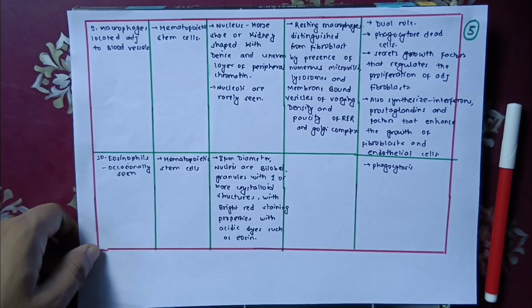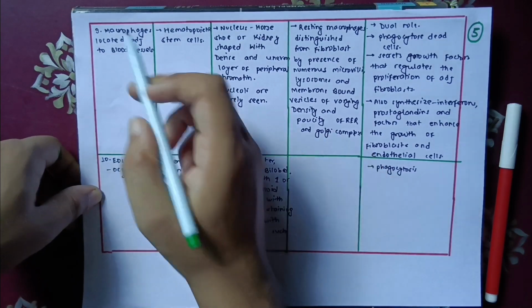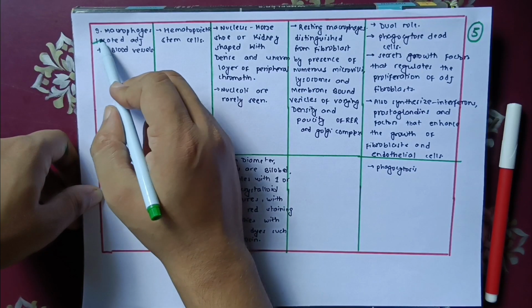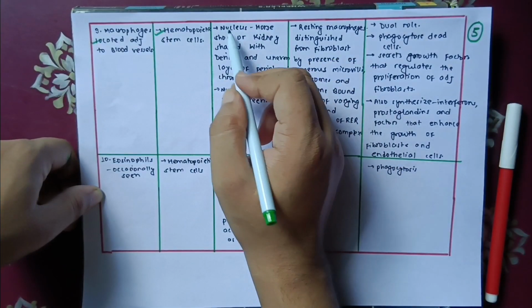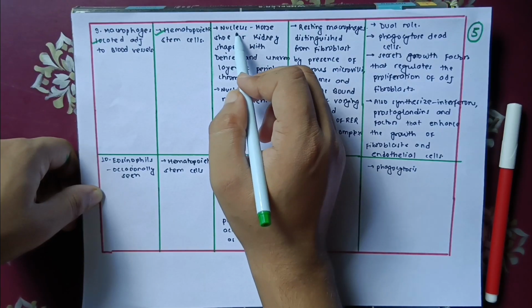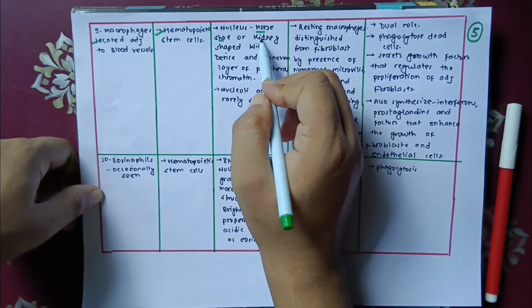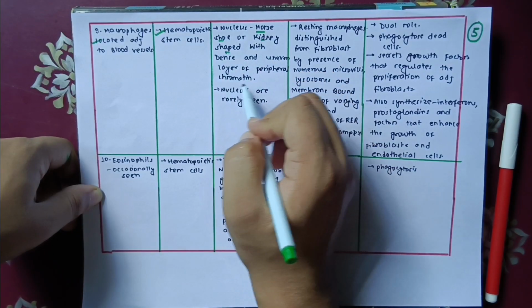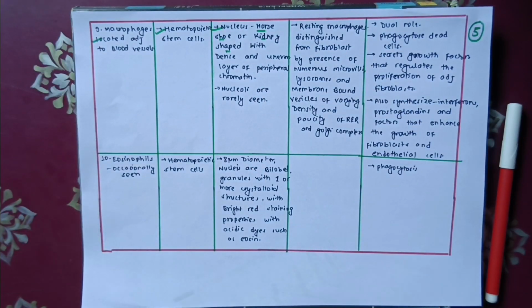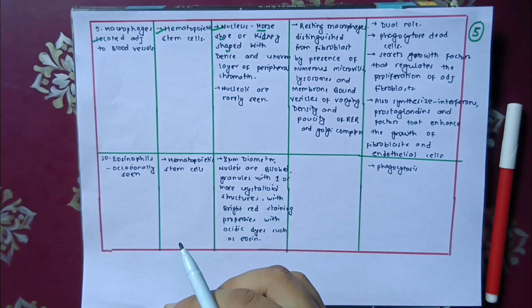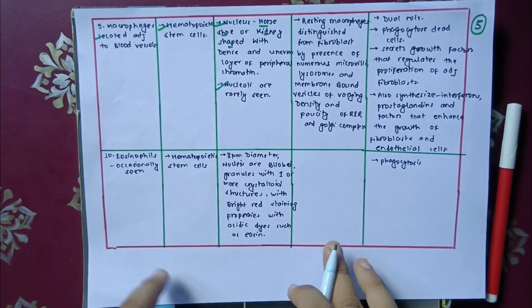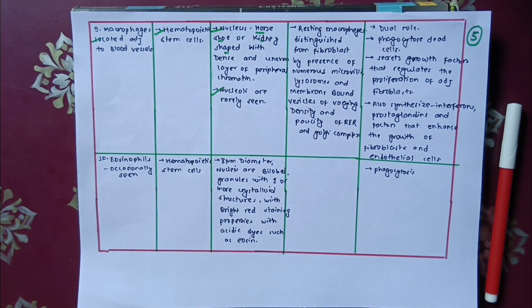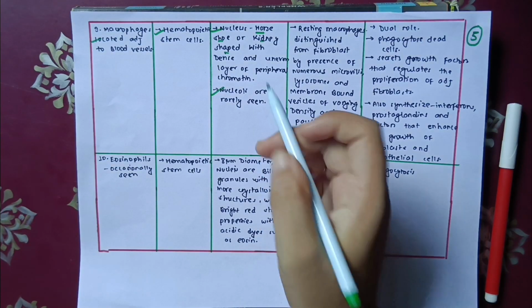After that, the last cell we have is the macrophage. Macrophages are also located adjacent to the blood vessel, similar to the mast cell, and the hematopoietic stem cell is their origin. In light microscopy, we can see the nucleus is horseshoe shaped or kidney shaped, with a dense and uneven layer of peripheral chromatin. Nucleoli are rarely seen in macrophages, and you just have to remember the shape of the nucleus.